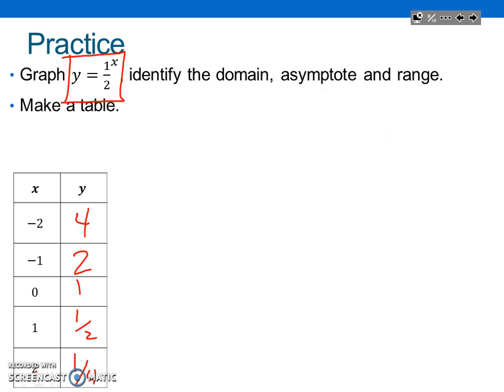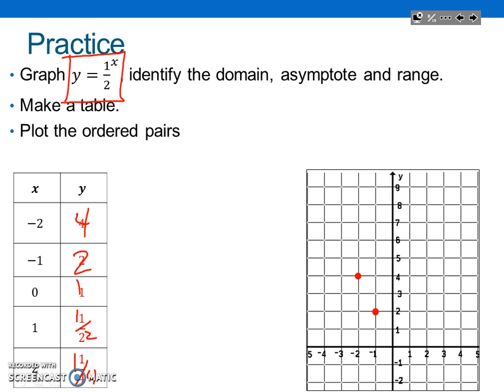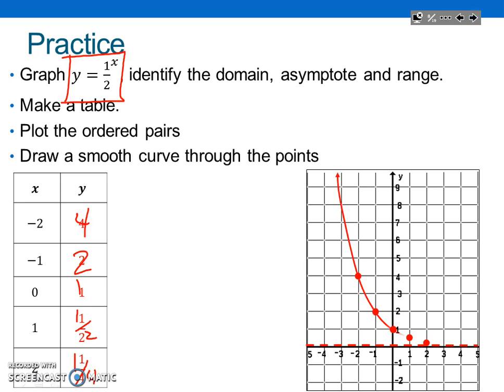Okay? Now when we graph this parent function, you're going to see it looks a little bit different. I've got my (-2, 4), (-1, 2), (0, 1), (1, 1/2), (2, 1/4). I'm going to draw my horizontal asymptote and then draw my smooth curve. Now it still has the same general shape as the other. Okay? However, this function here is going the opposite direction.